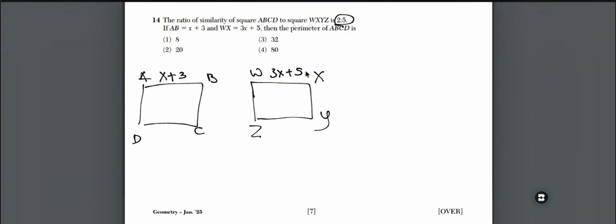WXYZ. Again, I keep saying triangle. Square WXYZ, right, is bigger than square ABCD. So in order to find the length of the sides of ABCD, I would need to find 2/5 of the side length of square WXYZ. So what I would do is 2/5 of 3x plus 5 is equal to x plus 3. Okay?